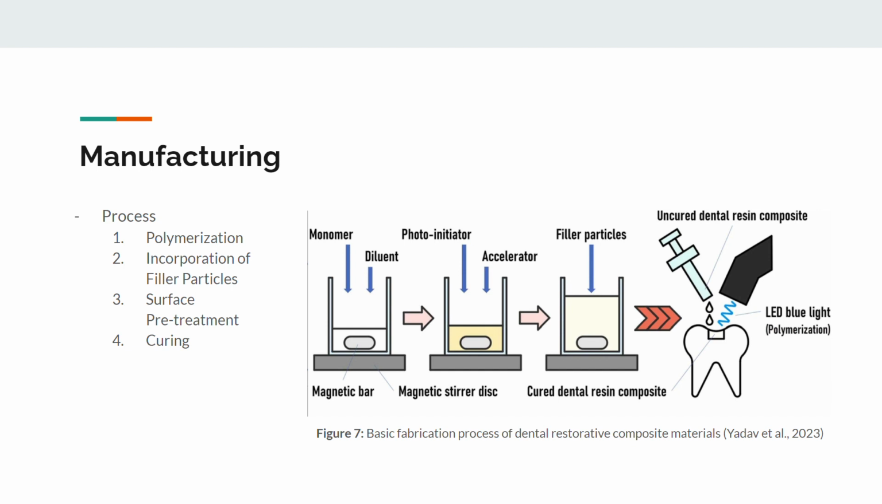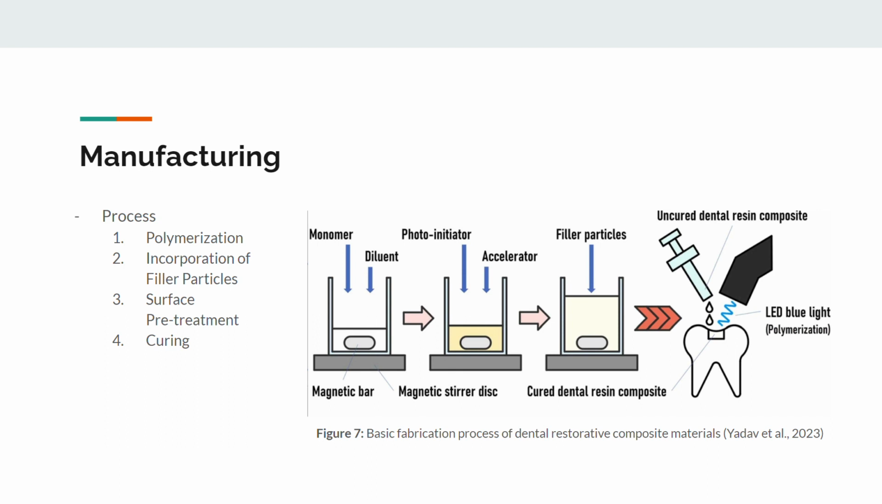First, there is polymerization, where the organic polymer matrix, along with any additives and coupling agents, is mixed together to form a composite resin. In step 2, the inorganic filler particles are added to the resin mixture. The amount of filler particles can be adjusted based on the desired properties of the final composite. After that, the surfaces are treated to ensure proper bonding before application.